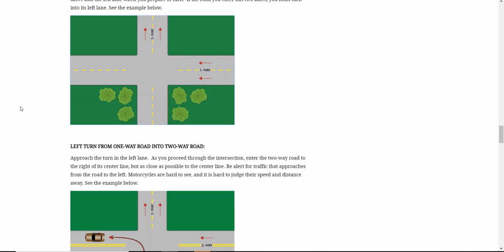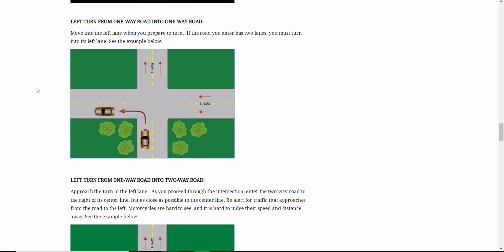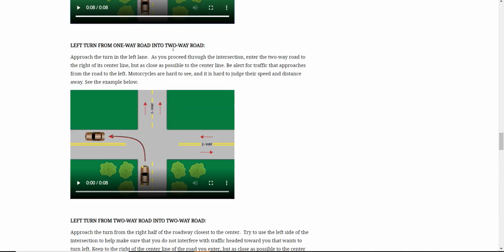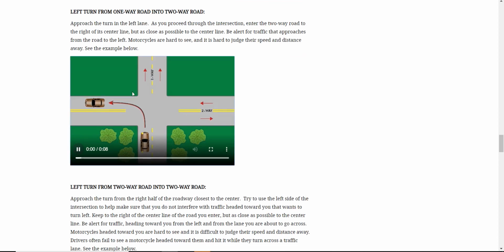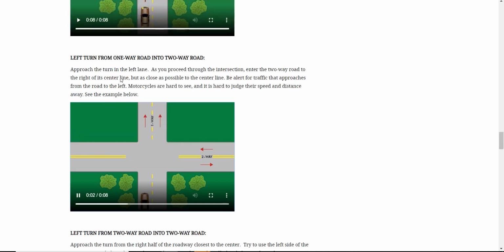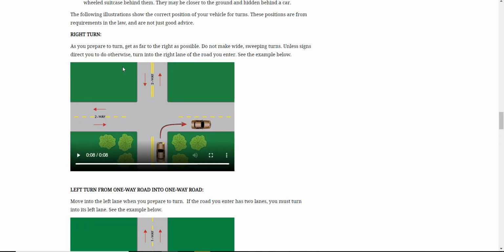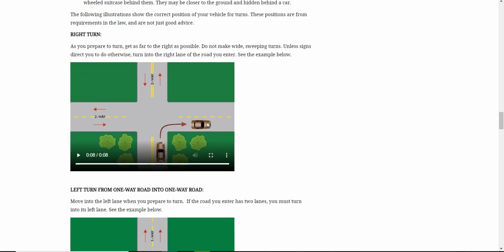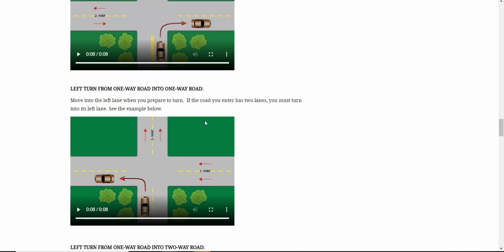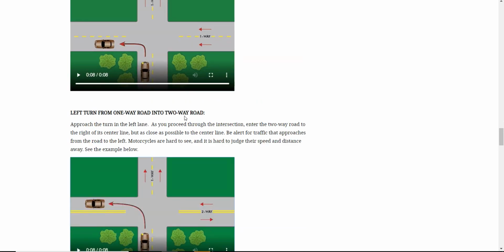Let's see here. If you're coming and you want to turn left, you should be on the left. Left turn from a one-way road into a one-way road. Left turn from a one-way road into a two-way road. So if it's a two-way, then you have to go on the right. If it's a one-way, then you have to be on the left. And here in the first one it's a two-way, so of course you have to be on the right. And if it's a one-way, you have to be on the left.